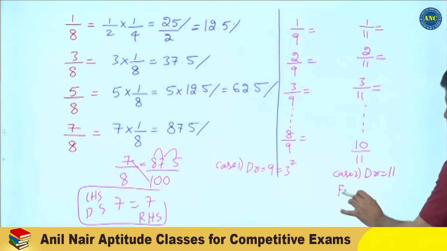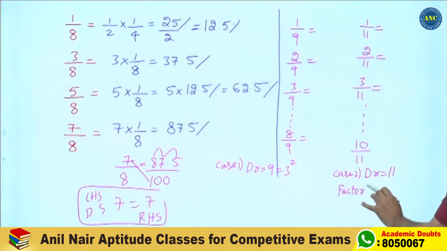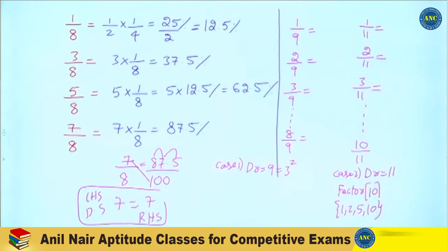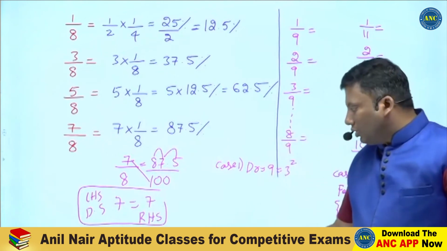That means the answer, a recurring decimal, will have a period that is a factor of 11 minus 1, which is 10. Factors of 10 are 1, 2, 5 and 10. Are you all with me? Factors of 10 are 1, 2, 5 and 10.